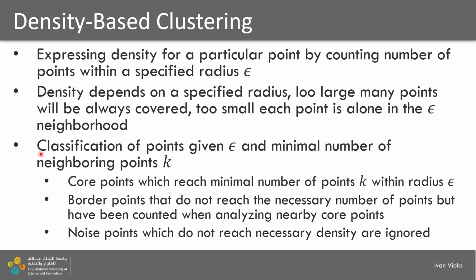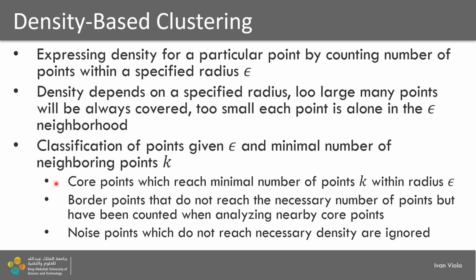So the classification of points, given a certain radius, will give us information on whether we should put that point as a part of the cluster or not. We will have this classification based on some parameter epsilon and some parameter k. These could be chosen user parameters, but one can also be derived from the other.